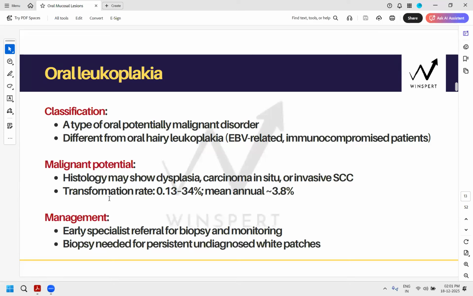So the chances of it transforming into cancer is up to 34%, right? And average is about 3.8%. Early specialist referral for biopsy and monitoring is indicated. Biopsy needed for persistent undiagnosed white patches. That's why immediate specialist referral would be required. Clear for everyone or no? Is it easy or not? Quite easy, right? I do make everything easy. No?